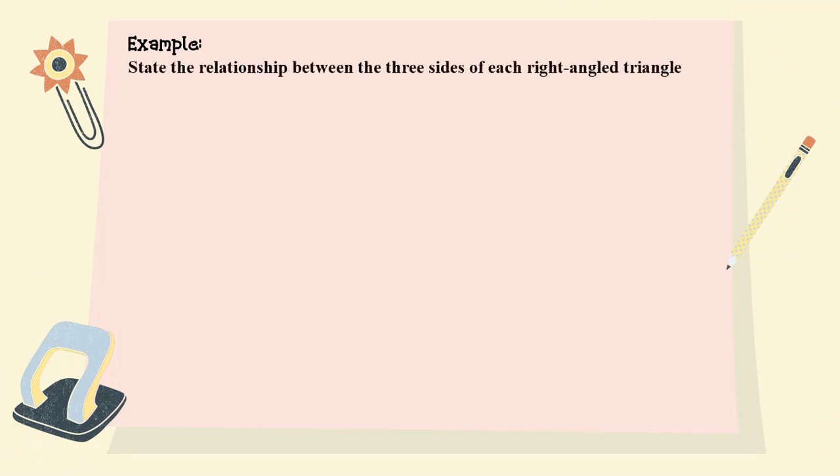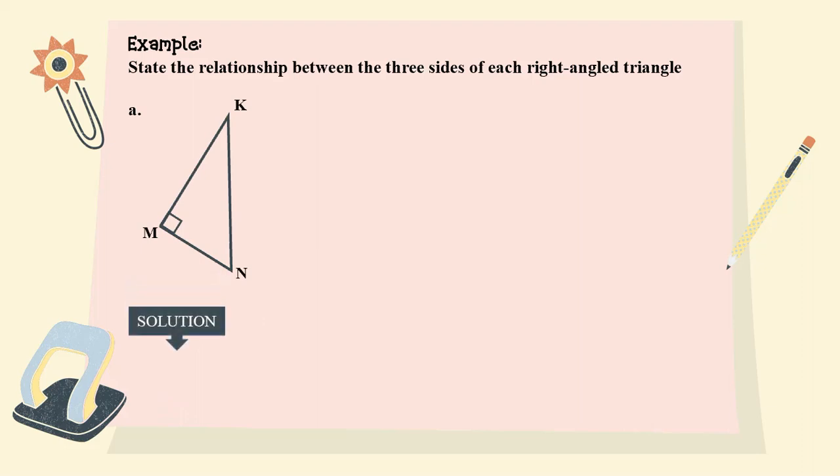Okay, example. State the relationship between the 3 sides of each right angle triangle. So if you have like this, we want to determine the Pythagoras theorem for this case. So KN is the hypotenuse opposite to the right angle. So we can say that KN square, the square of the hypotenuse, equals KM square plus MN square. So this length squared equals this length KM square plus MN square.